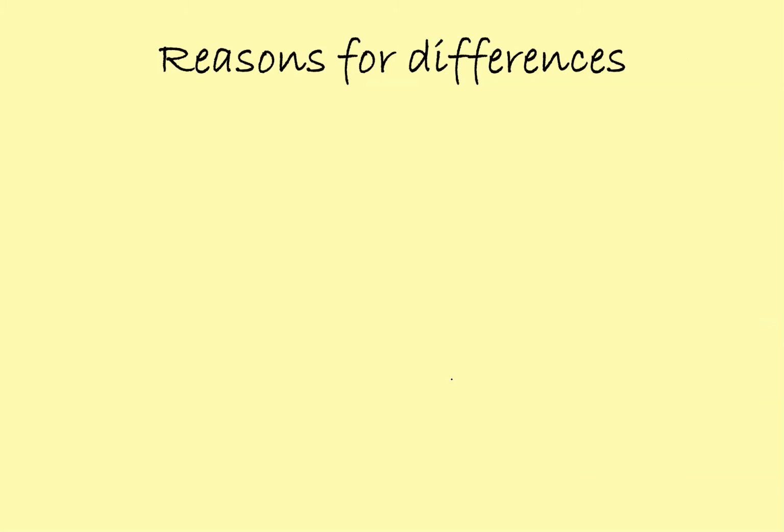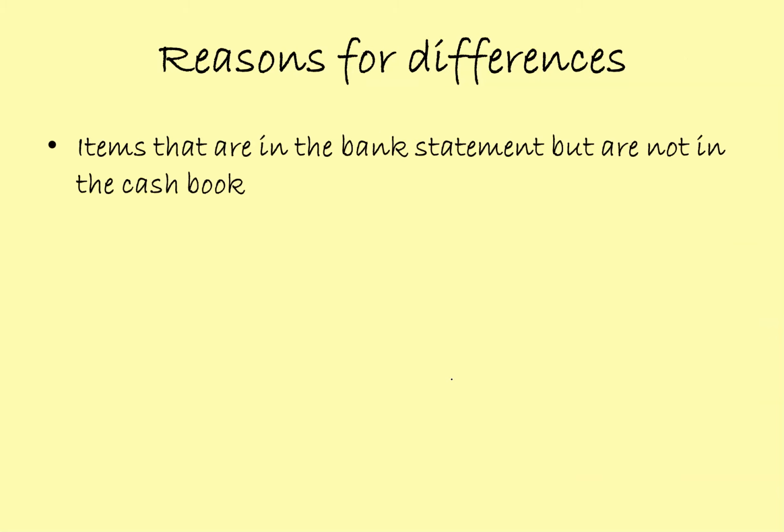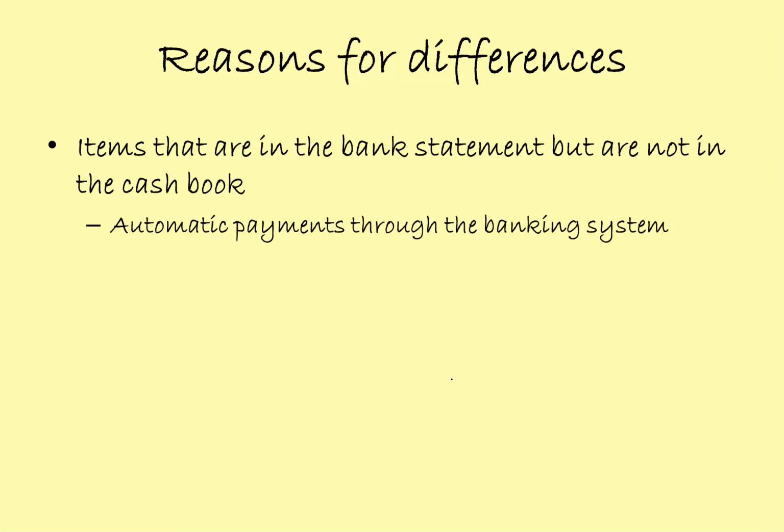Why would there be differences? Well, reasons for the differences could include items that are in the bank statement but are not in the cash book. So we are missing information from the cash book, information such as automatic payments through the banking system, which we hadn't recorded, bank charges, and dishonored checks. So all of these items would be recorded in the bank statement, but we would not be aware of them.